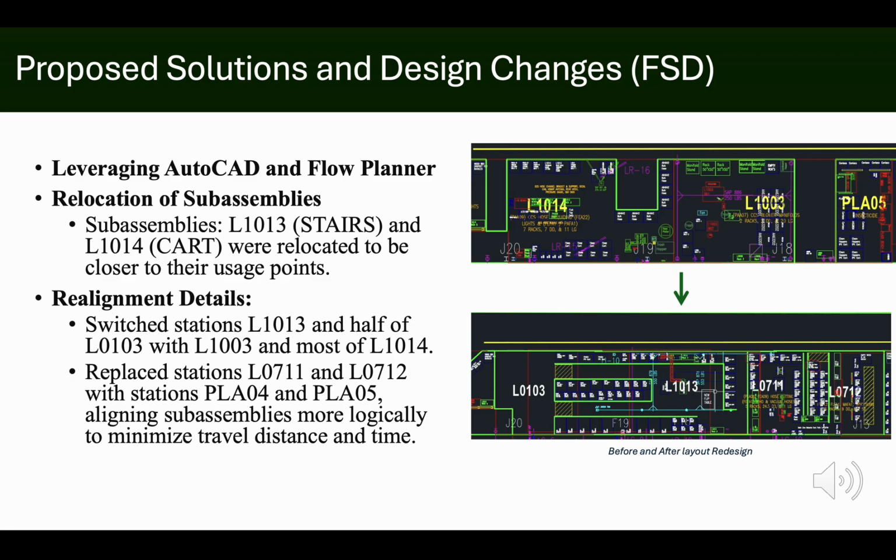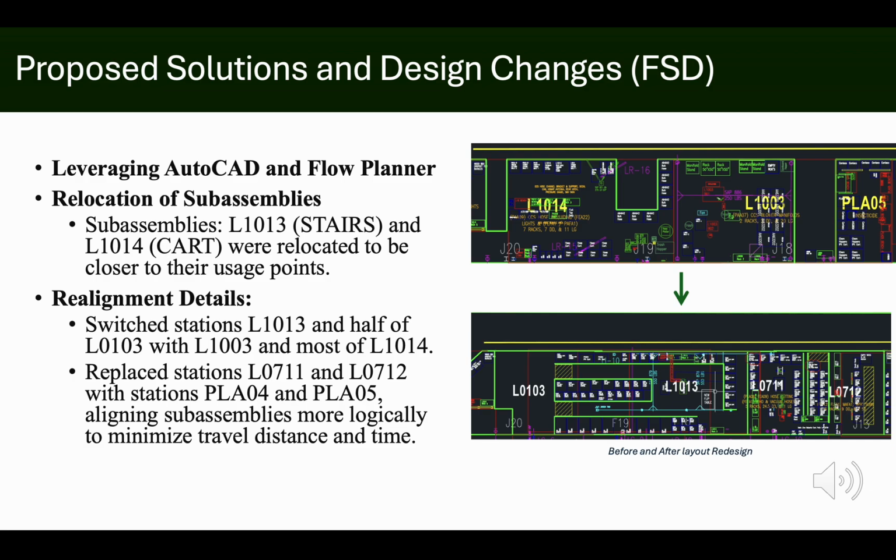So, moving on to our future state design, we leveraged AutoCAD and Flow Planner along with other data analysis techniques, looking at the data in Python and modeling it on different graphs. We decided to go the route of relocating a couple sub-assemblies, basically setting the tone for how sub-assemblies will be moved in the future, in the ultimate goal of hopefully having all sub-assemblies closer to the main line.